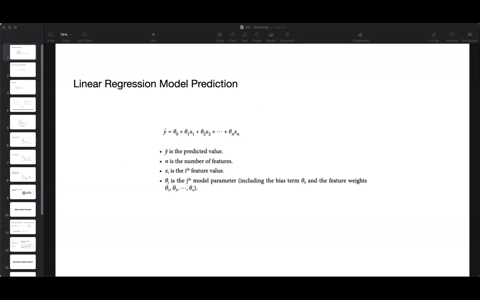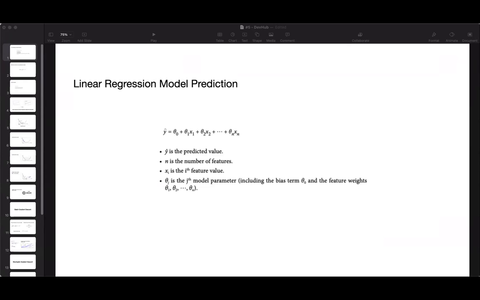All right. So what does a linear model actually do? A linear model makes a prediction by simply computing a weighted sum of the input features, plus it also considers a bias term, also known as the intercept term.